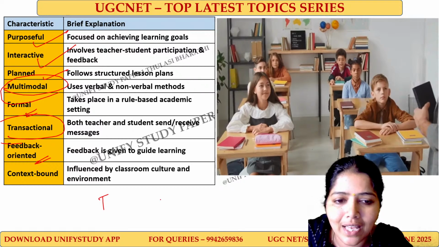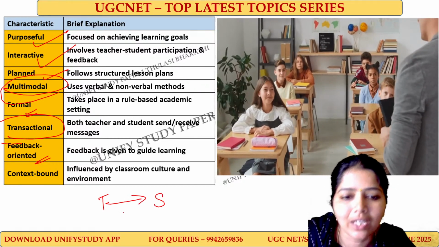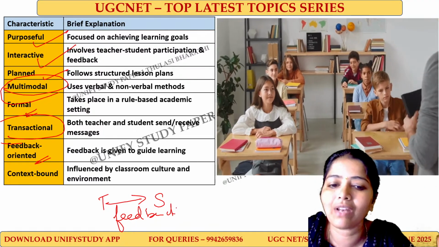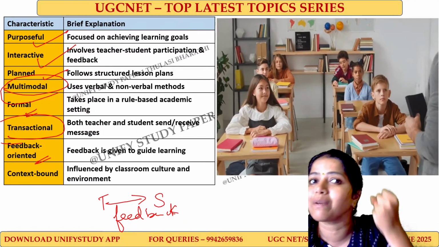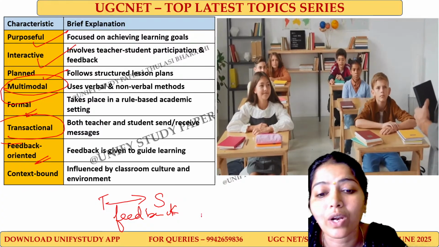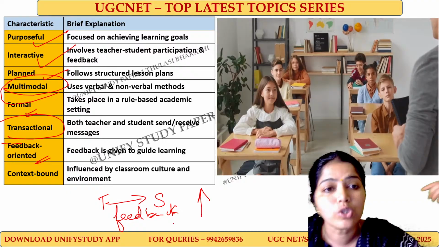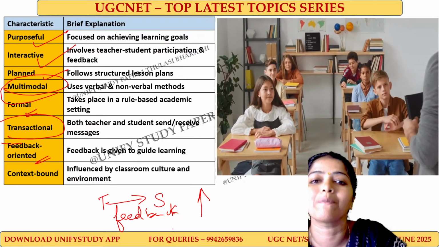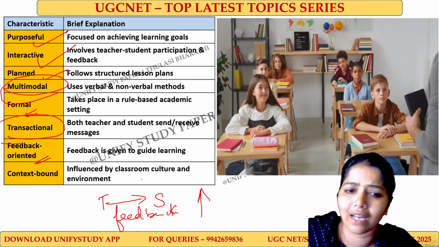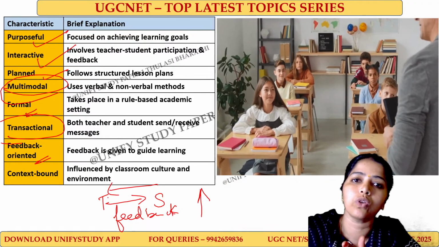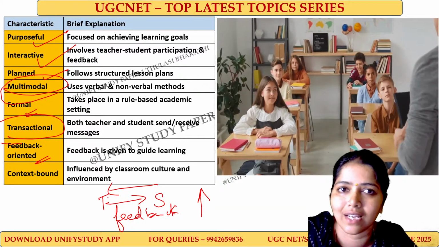See, a teacher is there, a student is there. Whenever a teacher gives feedback to a student, what will happen? What will happen when a student expects feedback from the teacher? Whenever a student wants to improve, whenever he makes a mistake, the feedback from the teacher will help him improve. Similarly, on the other side, the student also gives feedback in order to express their difficulties in learning.